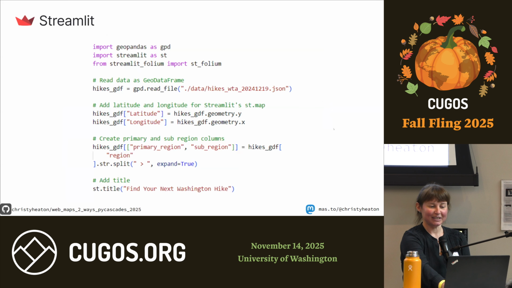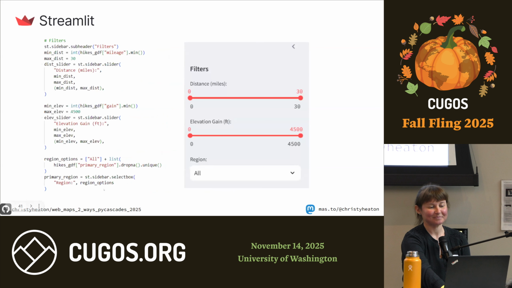So we'll need to create a new Python file, name it whatever you want, import our GeoPandas and Streamlit. We'll load in the data, clean it up a bit. I have all this code online, so I won't go over every detail. You can always look at it yourself, adding a title. And then the code for the filters looks like this.